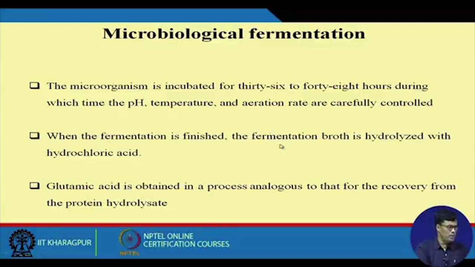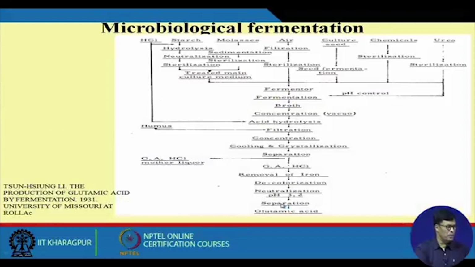When the fermentation is finished, the fermentation broth is hydrolyzed with hydrochloric acid, and glutamic acid is obtained in a process analogous to that for the recovery of protein hydrolyzate. So after the fermentation is over, we get the cell mass and other products, and that is hydrolyzed using hydrochloric acid. We have seen that in protein hydrolysis we use hydrochloric acid, and during this hydrolysis we produce glutamic acid. A similar process is used.